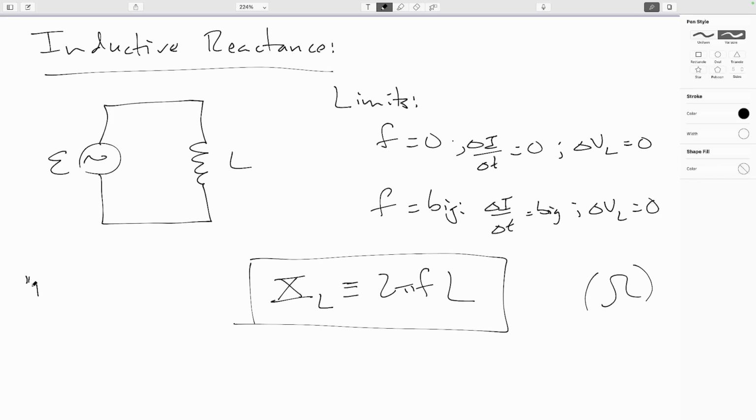So again, I like to call this an R-like quantity. It has units of ohms. It has something to say about how big the current can be in the circuit. But we don't dissipate energy. We temporarily store it in the magnetic field, and then we extract that energy back out from the magnetic field in an oscillating manner.